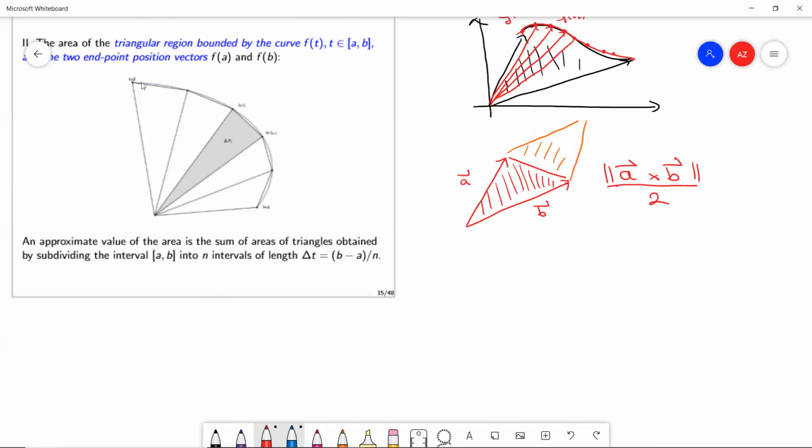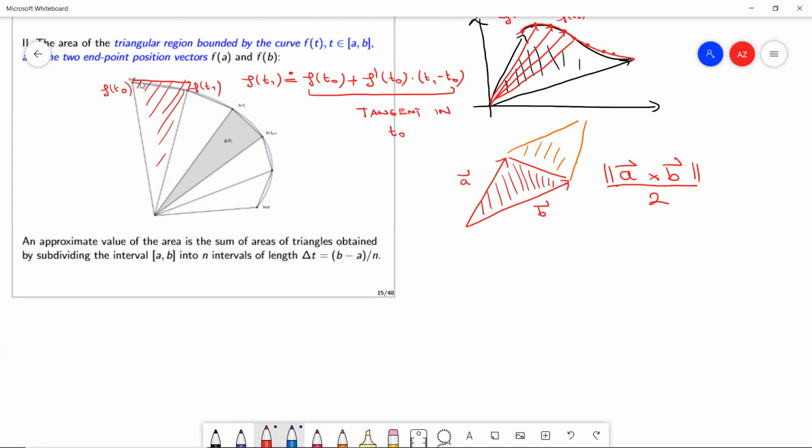And now again, the idea is to do a linear approximation. We will approximate. So we have here f of t naught, and here we have f of t1. We will approximate f of t1 linearly with a tangent. We do a tangent, and then we approximate this triangle with this a little bit bigger triangle in this case. So f of t1 will be approximately f of t naught plus derivative of f of t naught times t1 minus t naught. So this is the tangent in the point t naught.